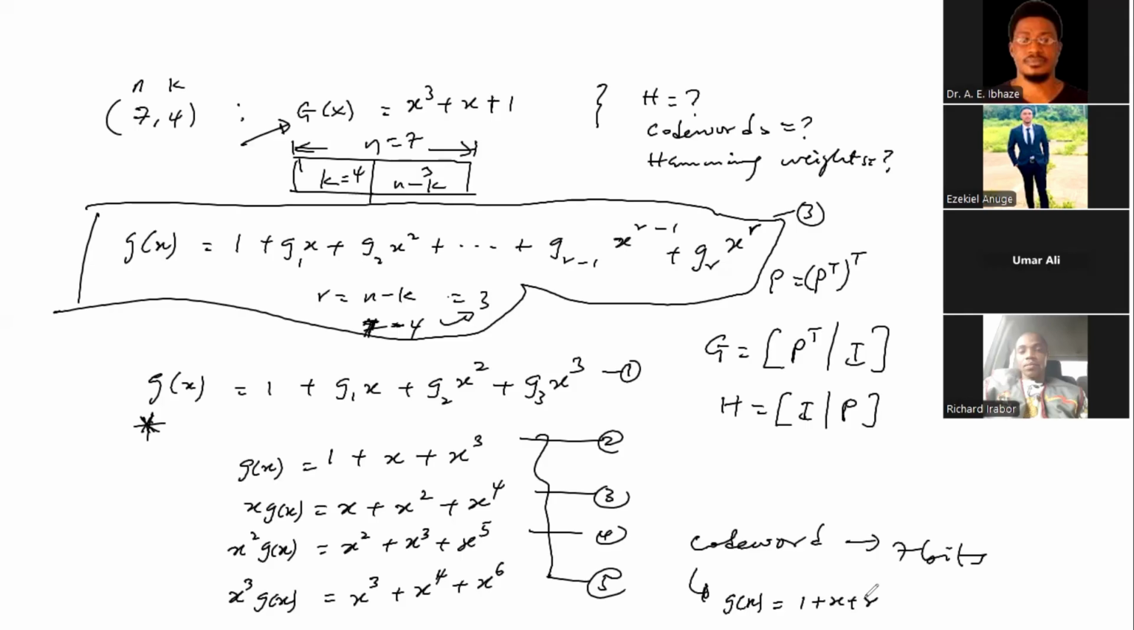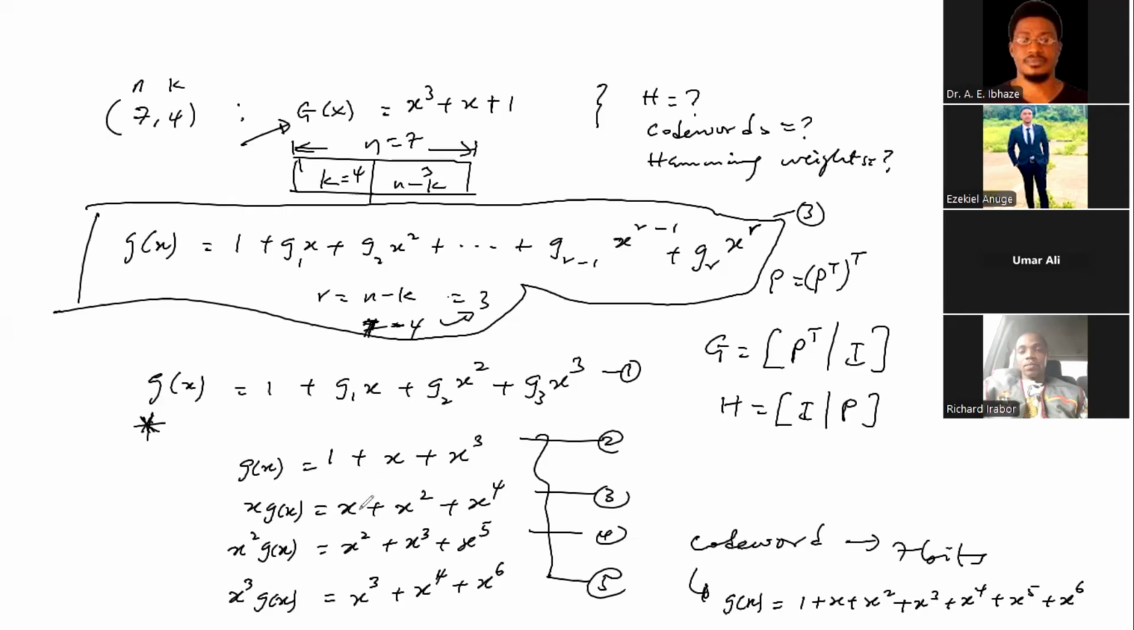x squared plus x cubed plus x to the 4 plus x to the power 5 plus x to the power 6. So that's 1, 2, 3, 4, 5, 6, 7. Isn't it? Yeah. Okay.